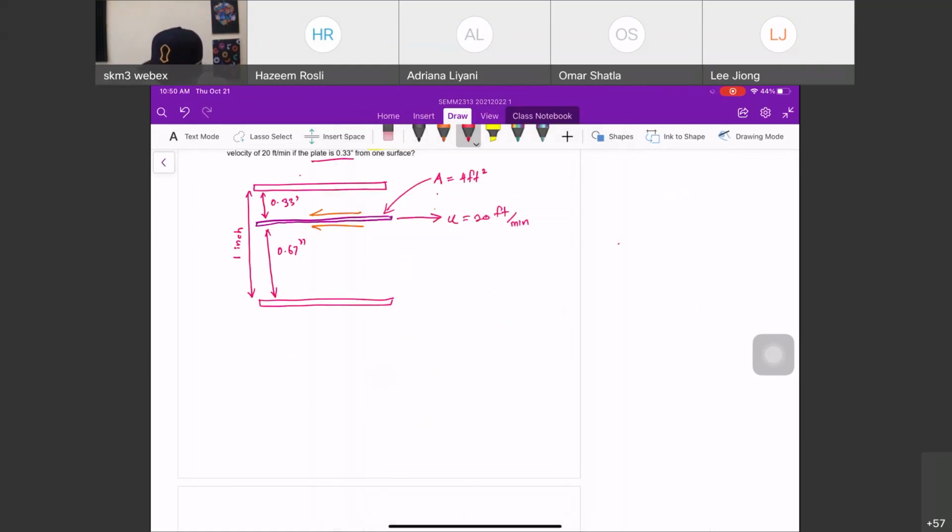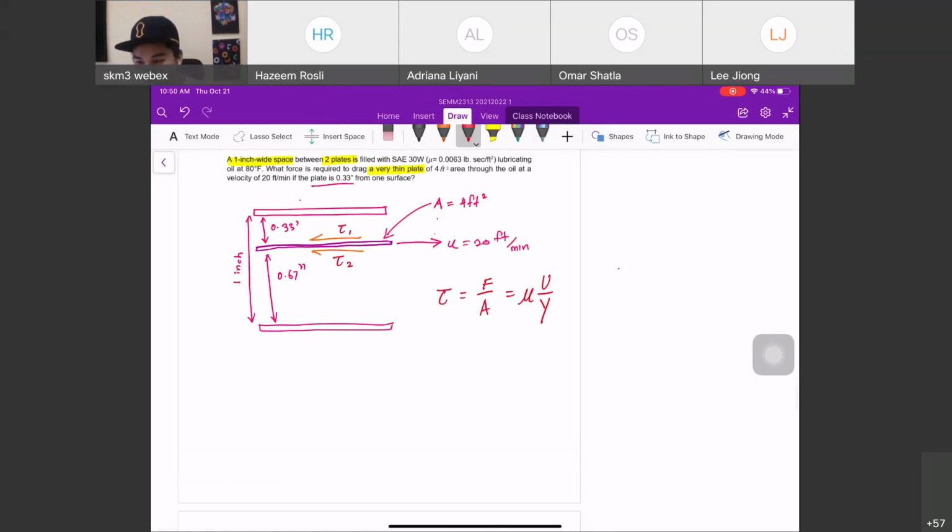Okay, we know already tau, the shear stress, equals force over area, or dynamic viscosity mu times U over y. So from here we have tau 1 and we have tau 2. You need to find both tau.